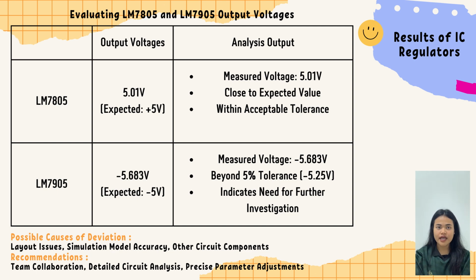In summary, theoretical ideas and actual measurements tell us how well the power supply circuit is working. Some things match what we expected, but the differences in output voltages show areas where we can make things better. Teamwork, careful circuit analysis, and adjusting parameters precisely are important before starting mass production. Continuously refining the circuit based on simulator results is essential for creating a strong and reliable power supply.